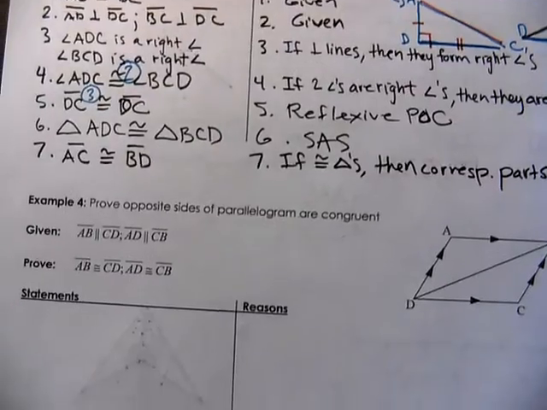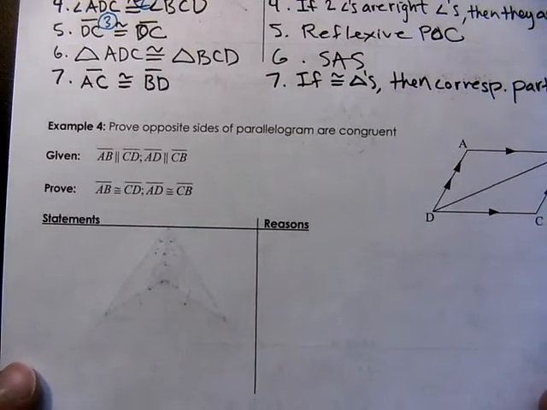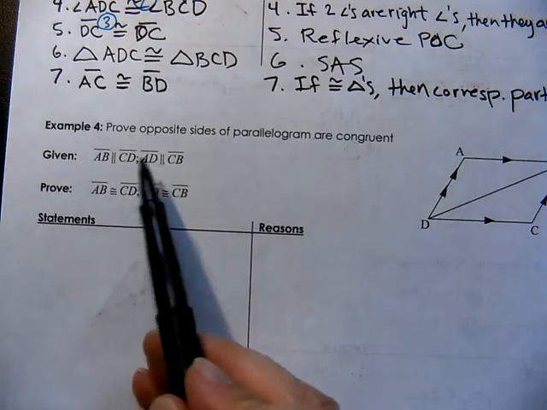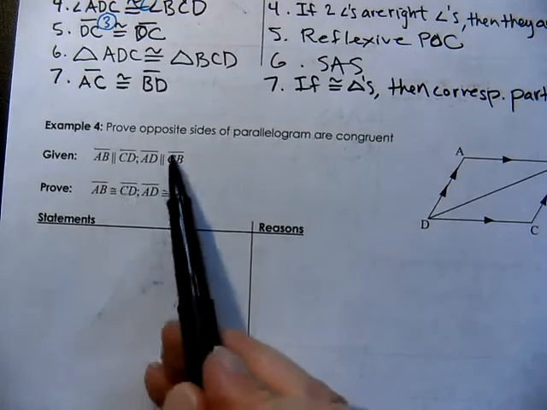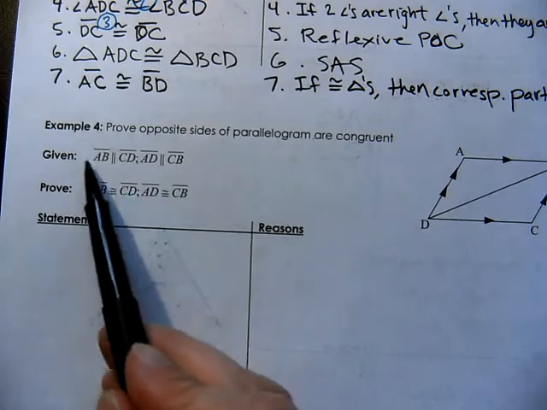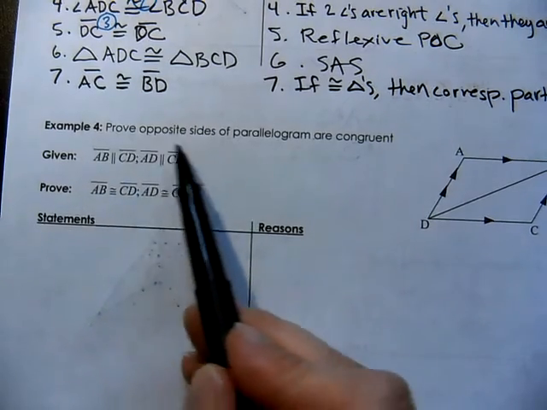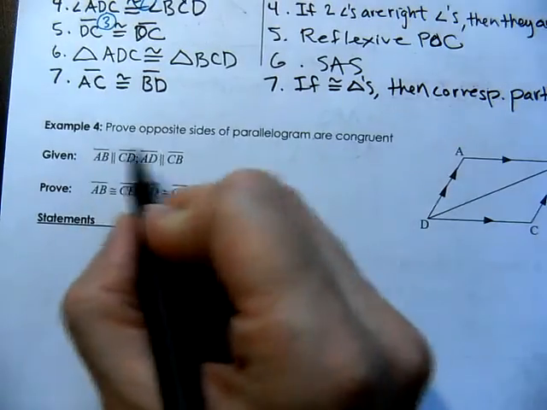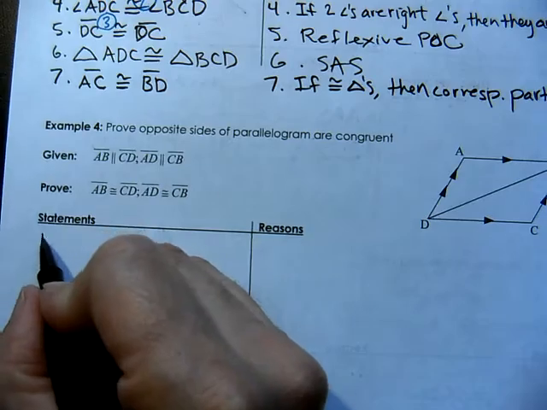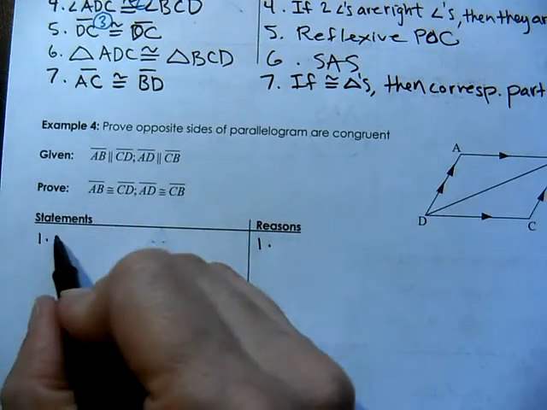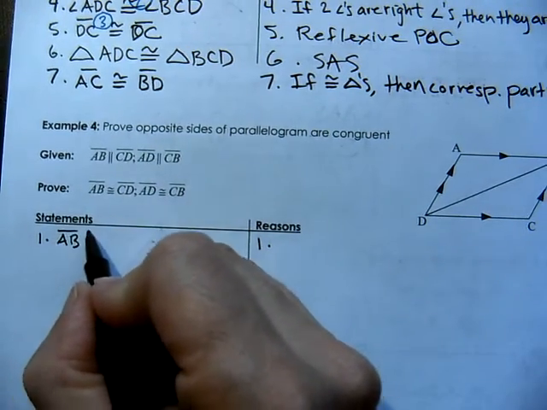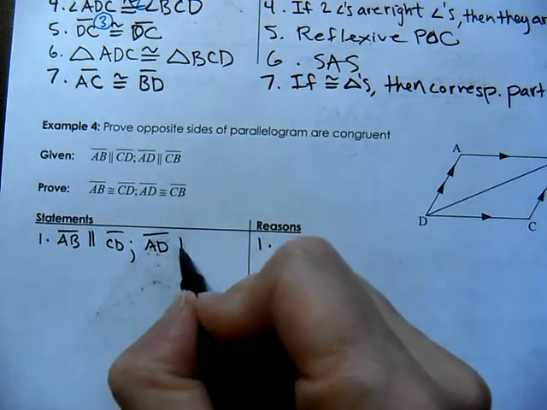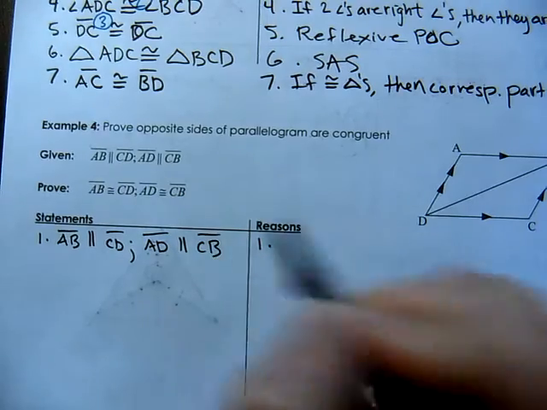Here's example 4. You can see with the given information that there are 2 sets of ideas here. This first pair is talking about parallel lines, and this second set is also talking about parallel lines. So they really go together. They're not 2 different ideas. It's 2 ideas about parallel lines. So I'll put them both on the same line number 1. Segment AB is parallel with segment CD, and segment AD is parallel with segment CB.